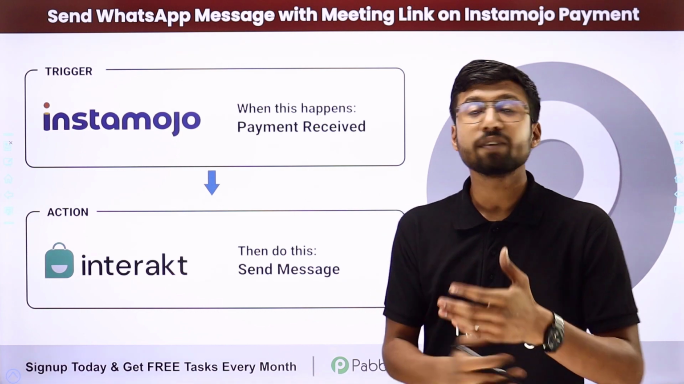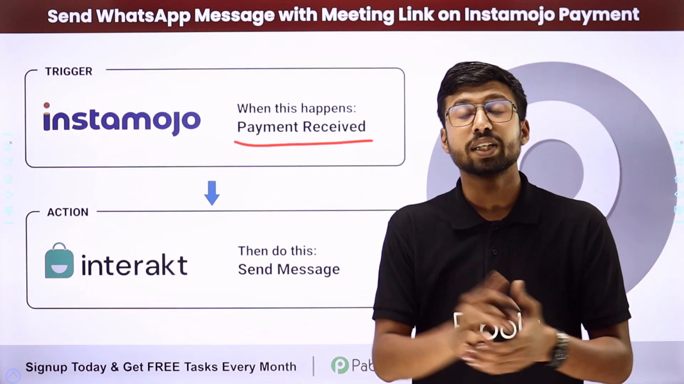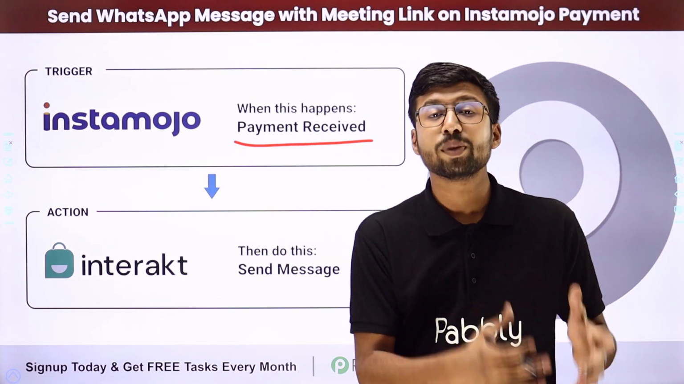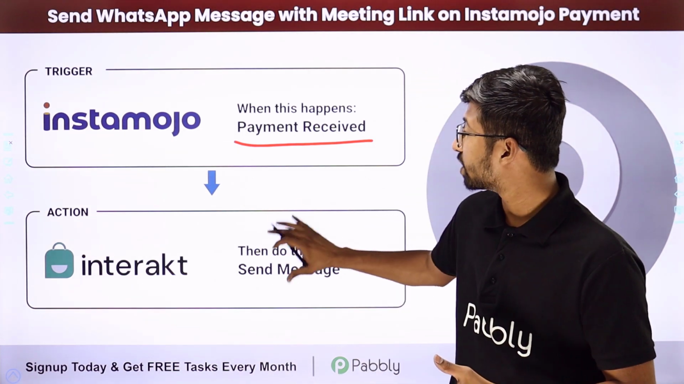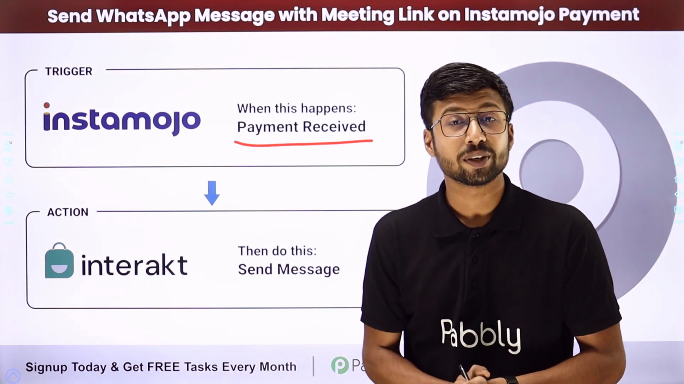Now you want that whenever you receive a new payment on your Instamojo account, automatically you want to send a WhatsApp message with the link of the meeting or the webinar, as well as the payment confirmation. So let me tell you, you can actually automate this process.